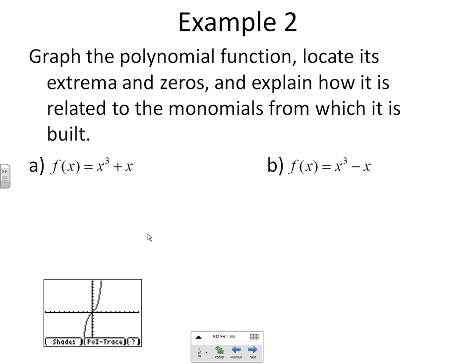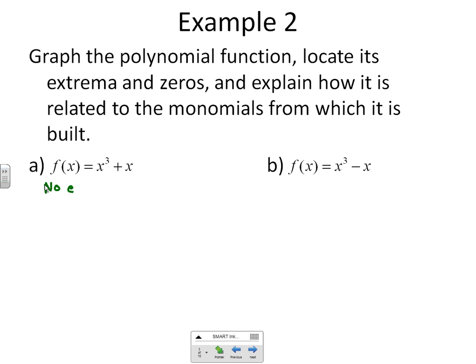Okay, so our extrema are where we switch from increasing to decreasing or vice versa, and we end up with a maximum or a minimum. But if we look at that graph, I don't actually ever switch from increasing. I'm going up the entire time. So there's no extrema, no max or min.